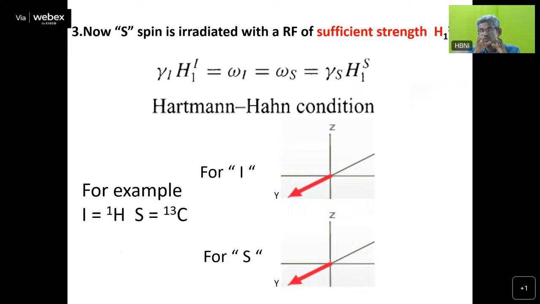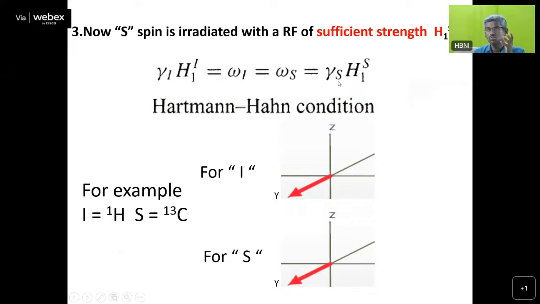Now, you do one thing: you adjust H1I and H1S, because these are variables which we can adjust. By adjusting H1I and H1S, you can make this condition, that is, gamma I times H1I is equal to gamma S times H1S. What is gamma? Gamma is the gyromagnetic ratio. That is a constant that cannot be changed. Gamma of proton is the same. We cannot change it.